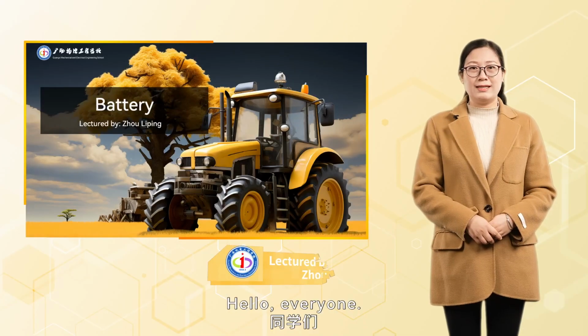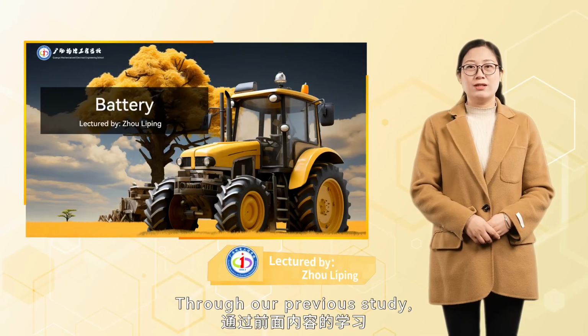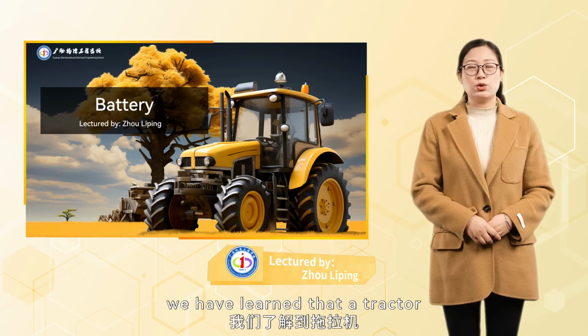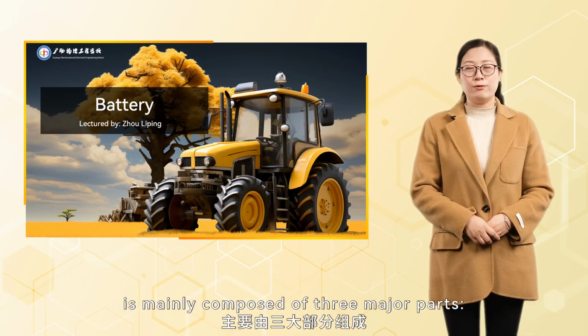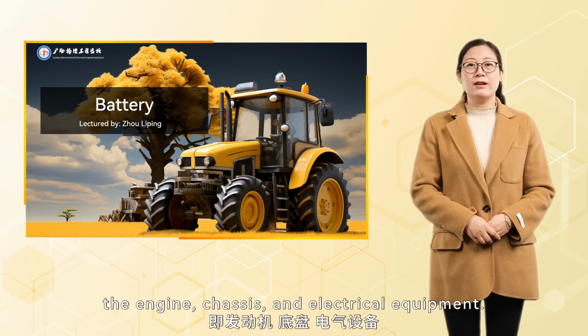Hello, everyone. Through our previous study, we have learned that a tractor is mainly composed of three major parts: the engine, chassis, and electrical equipment.